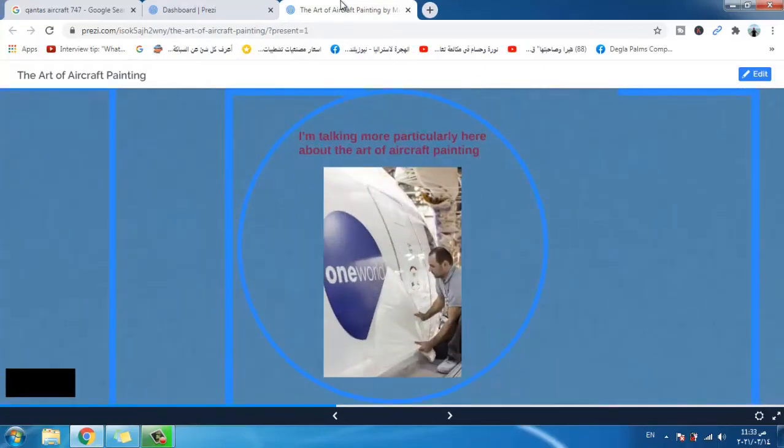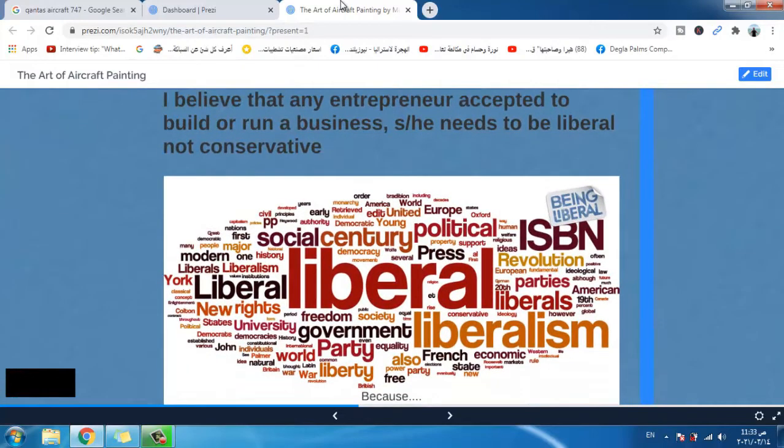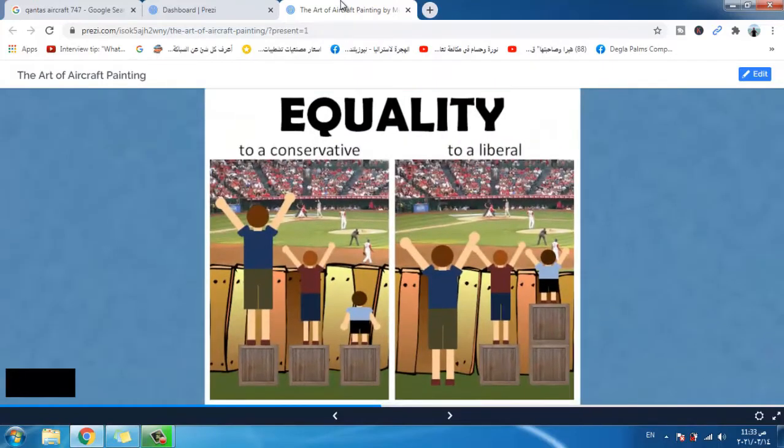So I'm talking more particularly here about the art of aircraft painting. I believe that any entrepreneur accepted to build or run a business needs to be liberal and not conservative. Equality, to be conservative and to be liberal. As you can see, to be liberal is more fair for everybody.